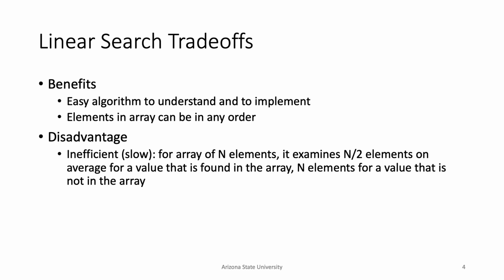So there are obvious trade-offs. The benefit is that it's easy to do, because you just make a simple for loop that goes from index 0 to the length minus 1, adding 1 every time. And then just check: if the ith element is equal to the thing you're searching for, great, you're done. Return true or whatever. And the other great thing is that the elements can be in any order. I don't care what the order is, I'm just searching for the element. But the disadvantage is that it's slow.